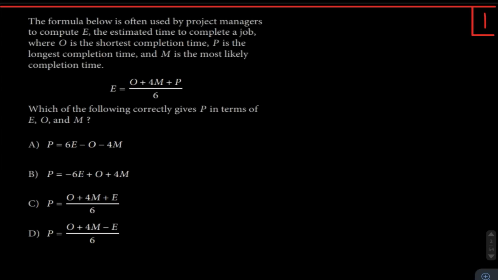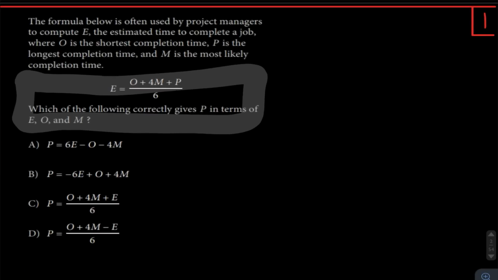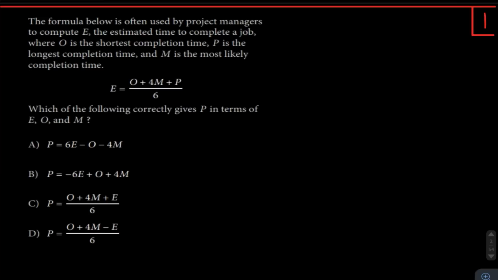Because all it's asking for here is P in terms of E, O, and M. It wants you to solve this thing for P. That's it. And you can even see that with your answers. It's a good idea to look at your answers before you start working on the problem. So you might get to this point and be like, okay, I know what the problem's asking now, but I don't know how to solve for P.